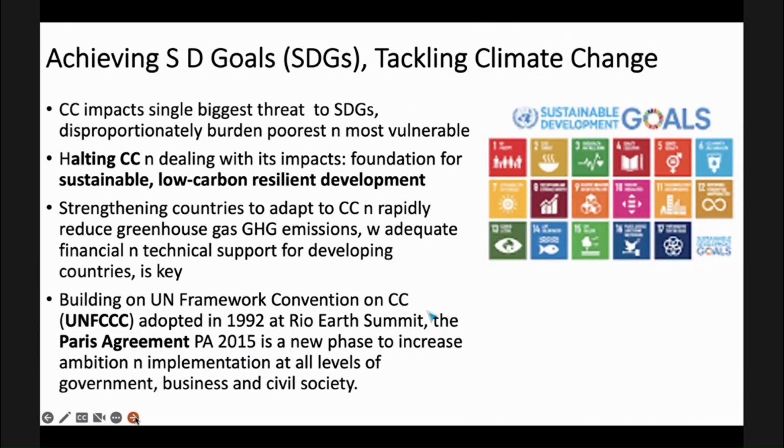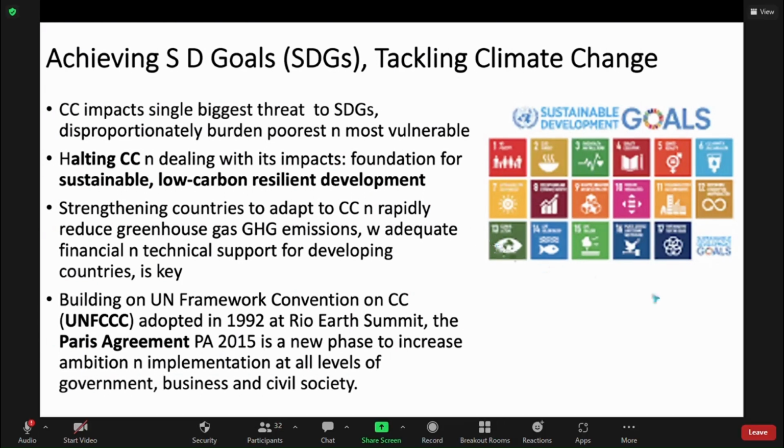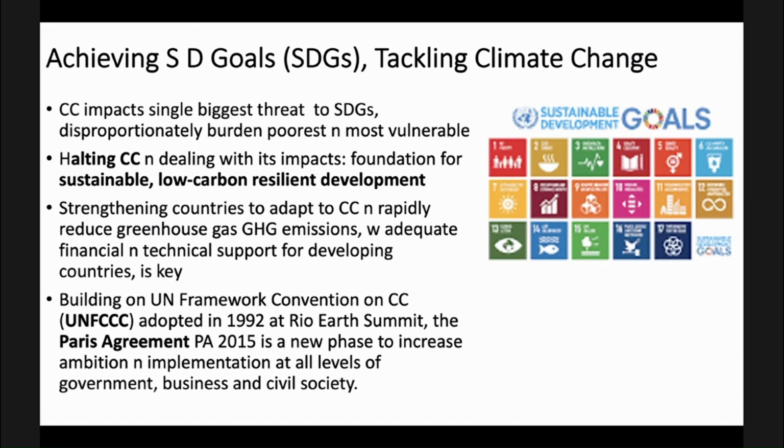So achieving the SDGs is important in tackling climate change and linking with climate change. It is identified by some, not everybody agrees on this, that climate change impacts are the single biggest threat to the SDGs. And they certainly disproportionately burden the poorest and most vulnerable. So to halt climate change, we need to look at a sustainable, low carbon, resilient development. And this is the underlying goal of the SDGs.